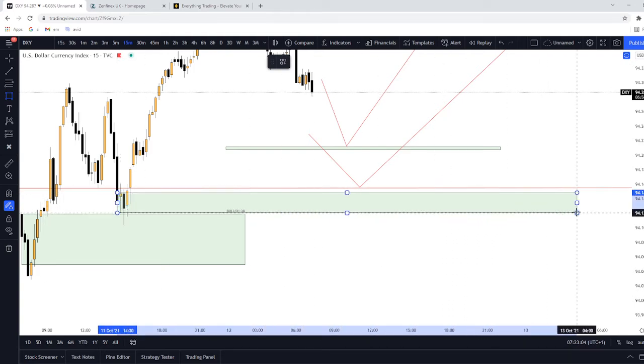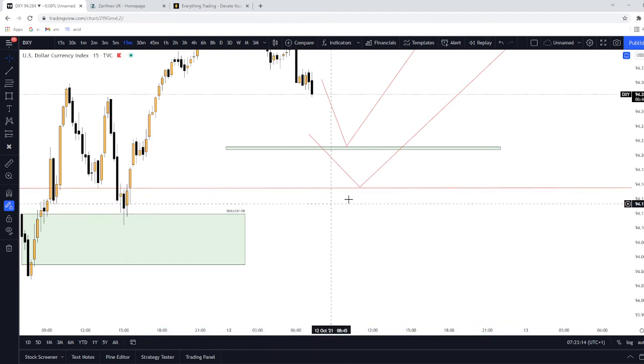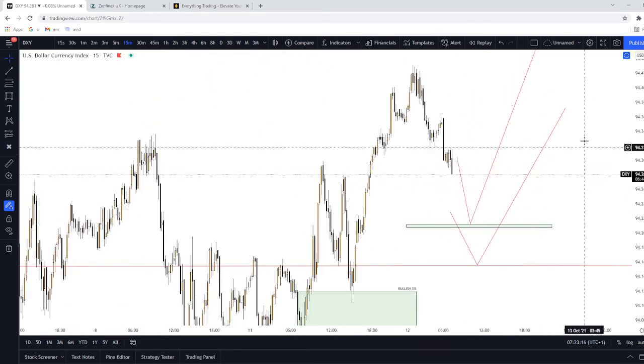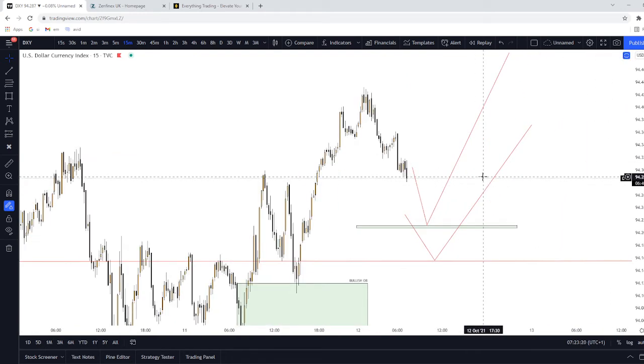But I don't think we will go that low, because if you see here, we see a bullish engulfment, and then we traded back into this zone, so we mitigated this zone already. So the zone that I'm looking for may be this, but I have my intention on this zone. So I am very bullish on dollar.